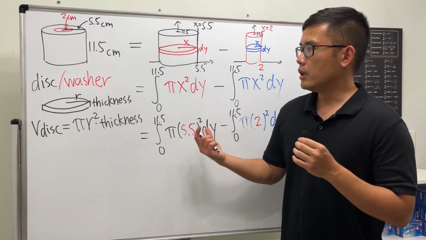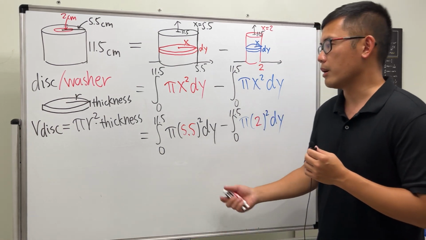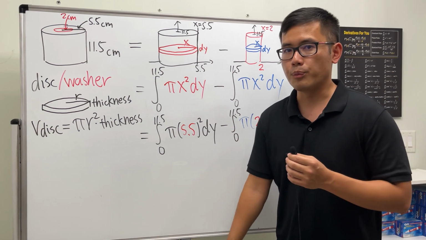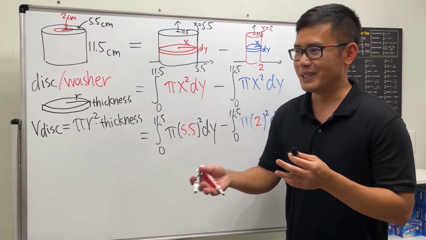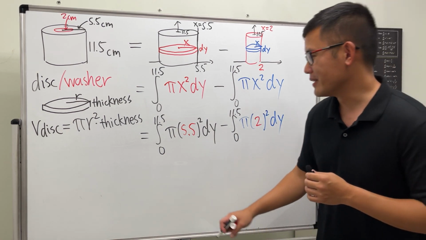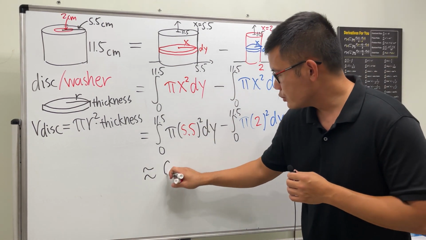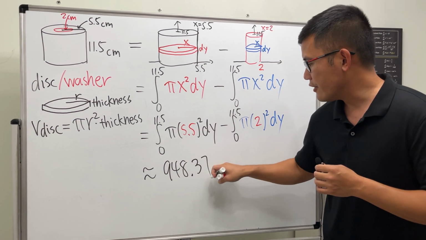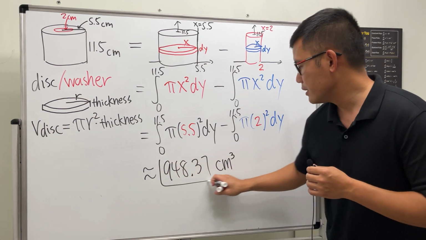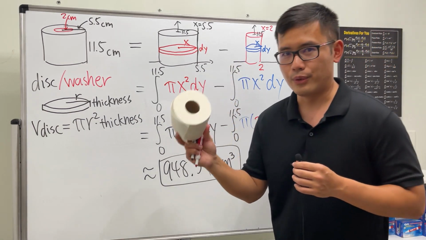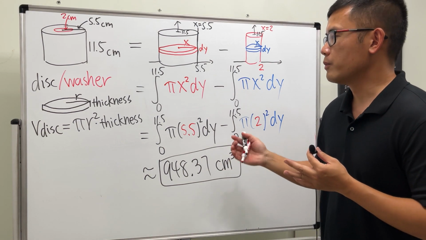And usually when we go over these kinds of questions in my class, I would just ask the students to set it up and then use a calculator to compute, because the setup for this kind of thing is much more important. And of course, sometimes if you set up the integrals wrong, there's no reason for you to do the wrong integral, right? And that's not good. So set it up and use a calculator to do it, and I'll tell you the answer is approximately 948.37, and this right here is the time that I will put on the unit, which is centimeters cubed. So this is the volume of the toilet paper.